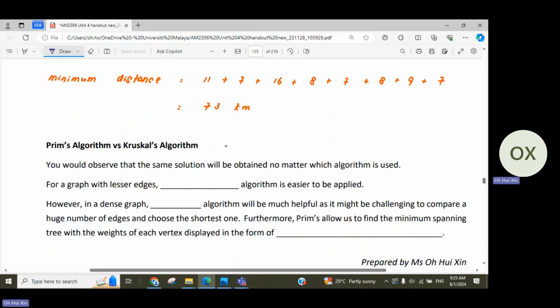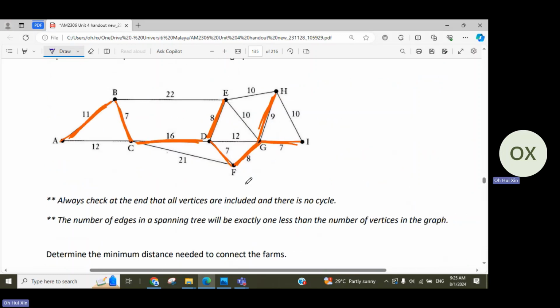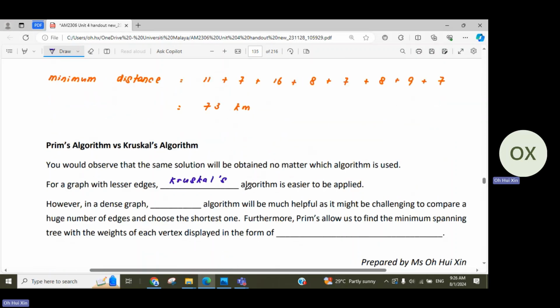You will realize that you will be able to get the same solution no matter which algorithm you are using. For a graph with fewer edges, Kruskal's algorithm is easier. Fewer edges means the situation that we are looking at for now. This is still quite small, the edges are not a lot.